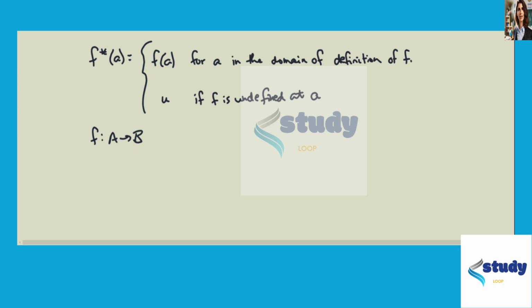So what we're going to do with this f star function is say, if my a is in the domain of definition for f, then f star of a just equals f of a. That's this first piece. However, if I have an a that is undefined for my function, we're going to say that f star of a is u, and u is not an element of set B. So my f star is going to be a function from A to the union of B and U. So that's how we're defining f star.